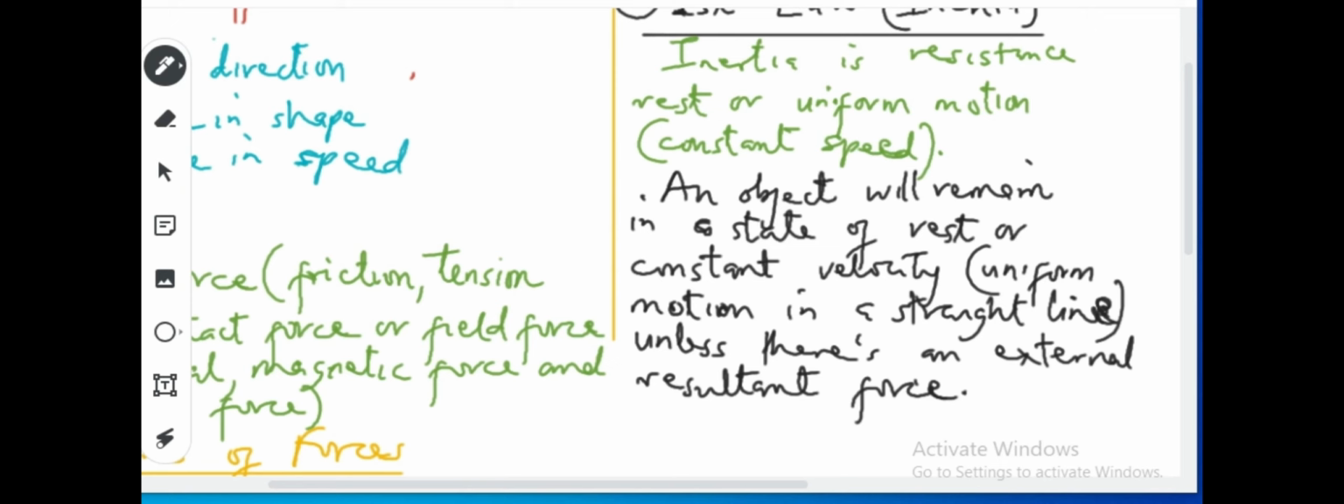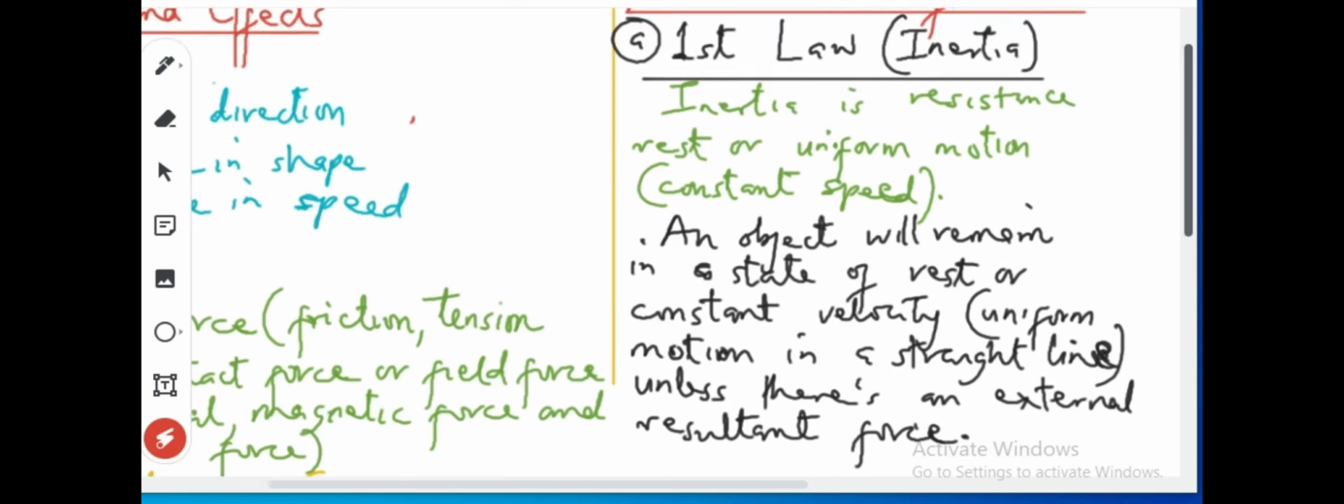Also, if it was already moving at a constant speed, constant velocity, it will continue to move at constant velocity forever, unless there is an external resultant force acting on it. This will get clearer as we continue. So let me just talk about it.